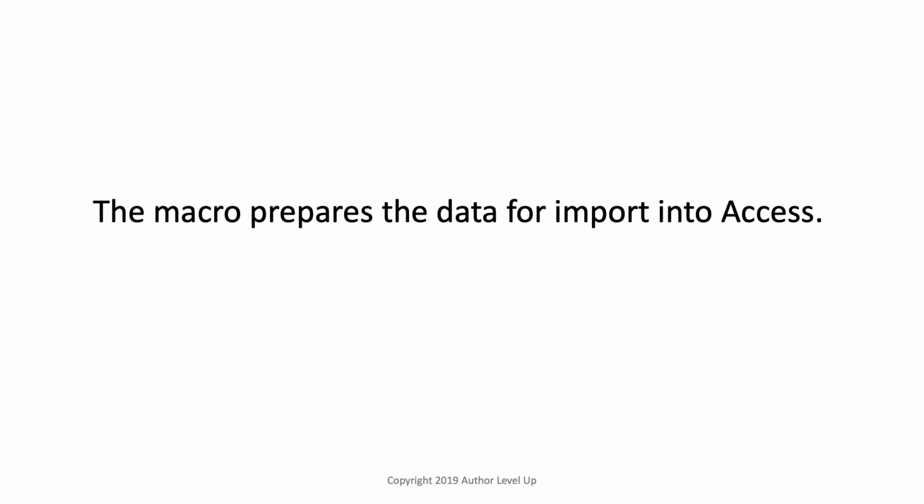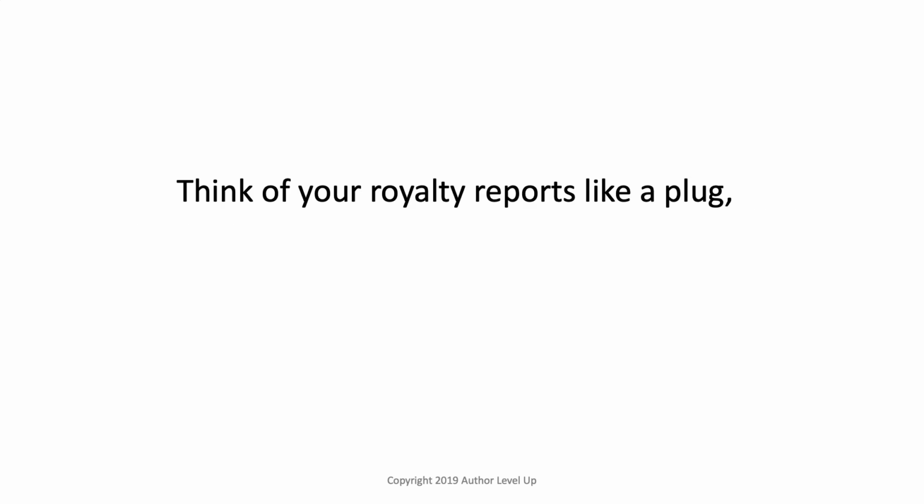into Access, and then suddenly I have all of my royalties across all retailers with all data points in the same spot. That's what this is about. Think of your royalty reports like a plug, and think of Access like a socket. If you've got a 3-prong plug and you're trying to plug it into a 2-prong socket, well, you have a problem. So therefore, we have to prepare our data at its source to plug directly into Access. If you can do that, oh man, it makes things a lot easier.